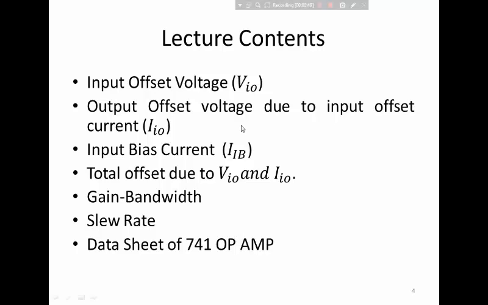So what are the DC parameters? These are the DC offset parameters: offset voltage, offset current, bias currents, and the impact of the offset voltage on the output of the op-amp. These are the frequency parameters: gain, bandwidth, and slew rate, and then at the end we will see the data sheet of the op-amp.